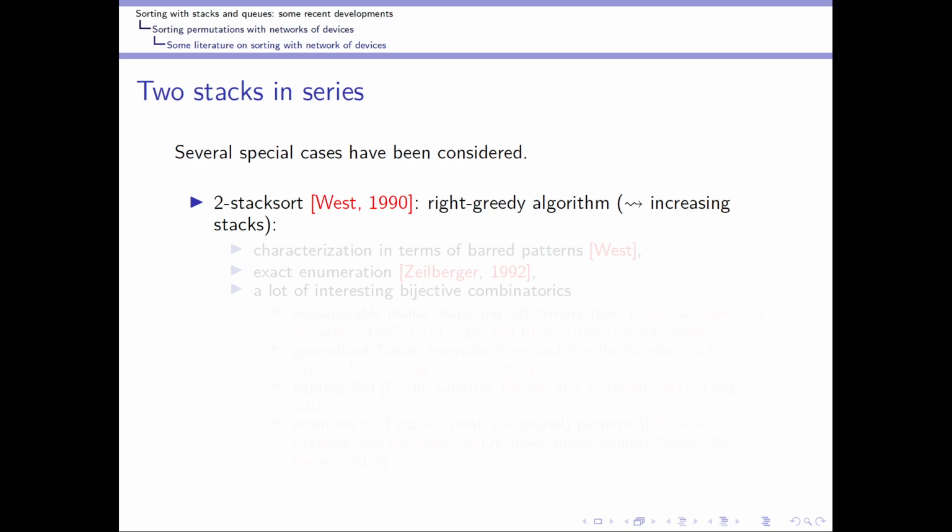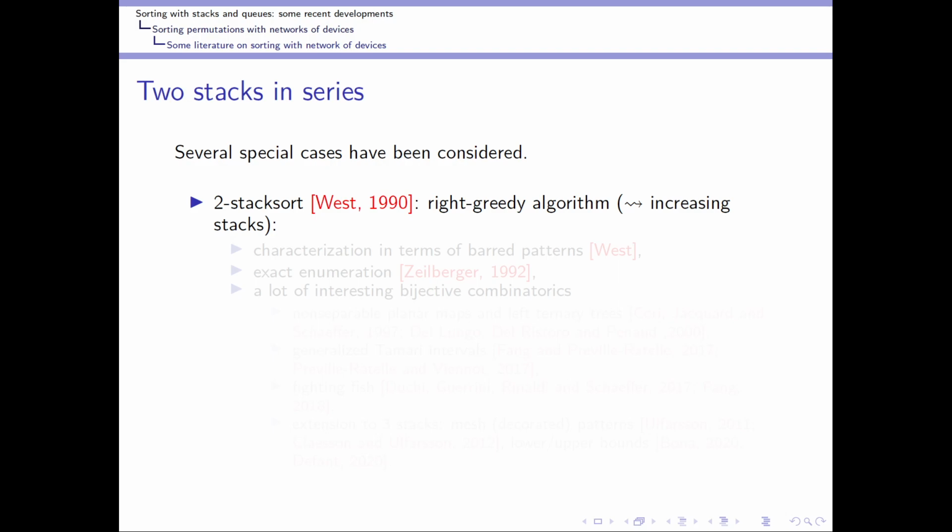I've listed some of the several special cases that have been considered, some of the most famous ones, and maybe some that I have found particularly interesting. So one of the most classical and known special cases is the so-called West two-stack sorting. That is essentially making two passes from a classical increasing stack.